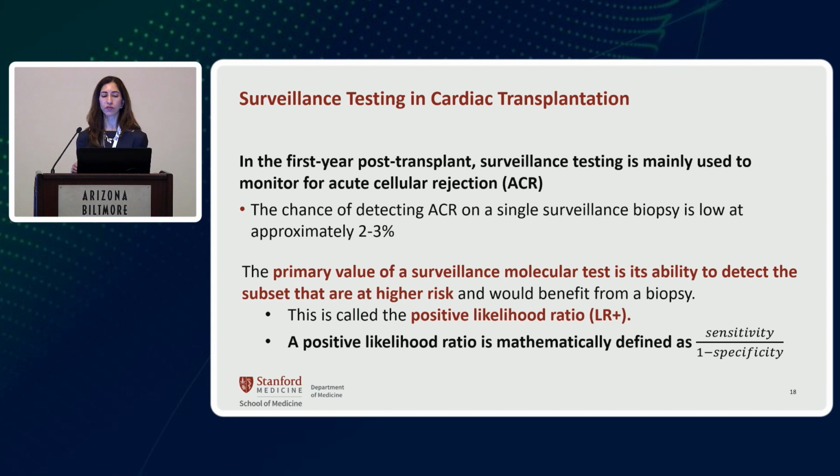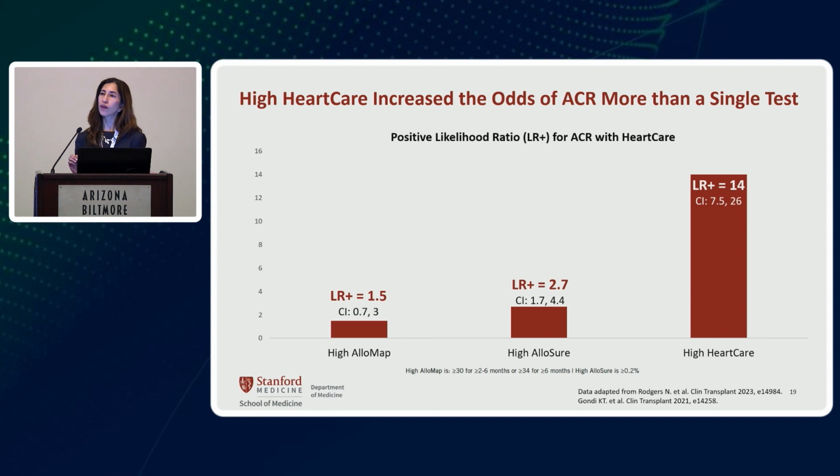And so why are we doing all these biopsies? Well, the primary value of a surveillance molecular test is its ability to detect patients who are at high risk who actually do have justification for having a biopsy. And this is called the positive likelihood ratio, which is defined as the sensitivity over 1 minus specificity. And what we've shown is that if you have a high AlloMap alone, the likelihood ratio is 1.5. A high AlloSure alone has a likelihood ratio of 2.7, but when you combine the two assays, the likelihood ratio is significantly increased. It goes up to 14. So really, the utility of these tests to then prompt a follow-up biopsy is much greater when you combine the two assays together compared to either one alone.